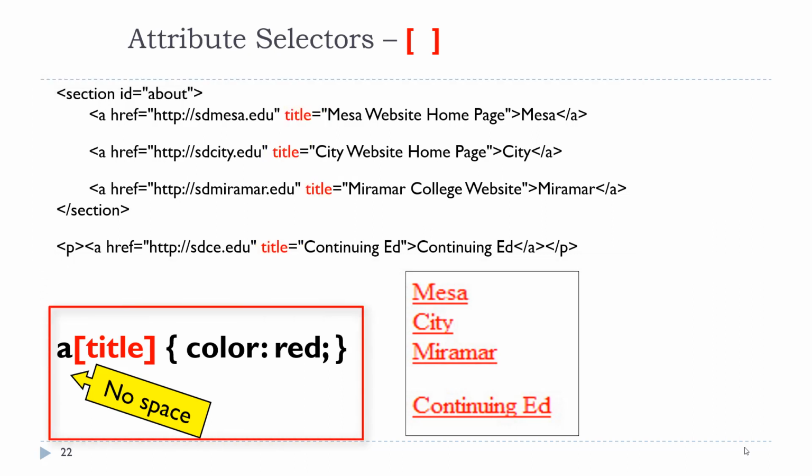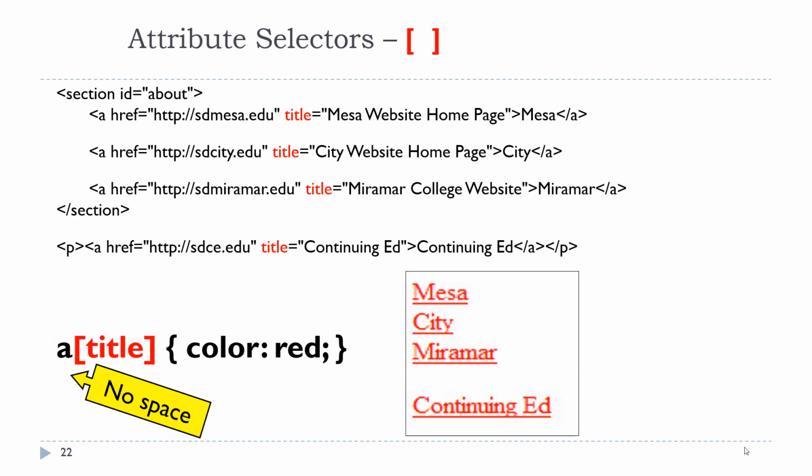If we look at the CSS code here, we see A bracket title. There should not be a space between the A and the bracket, or it will not work. What that is saying is that we will apply that rule to any A that has a title attribute. As you can see, all 4 A's have title attributes. They're in different locations in the HTML code. However, the rule will still apply.